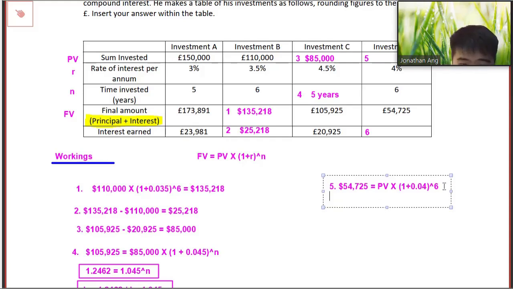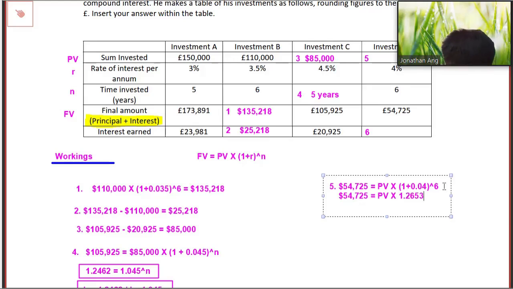If you want me to break it down, it will actually be 54,725 equals present value multiplied with 1.2653, 5319 something. So present value equals 54,725 divided by 1.2653. As simple as that. 54,725 divided by 1.2653, you will get $43,250. You round it up.